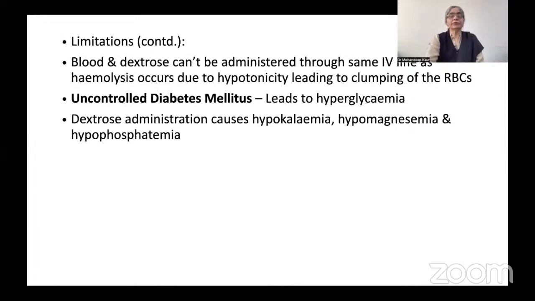More limitations to be mentioned are blood and dextrose cannot be administered through the same IV set, as hemolysis occurs due to hypotonicity leading to clumping of the RBCs. In uncontrolled diabetes mellitus, it again leads to more hyperglycemia. Then dextrose administration causes hypokalemia, hypomagnesemia, and hypophosphatemia.